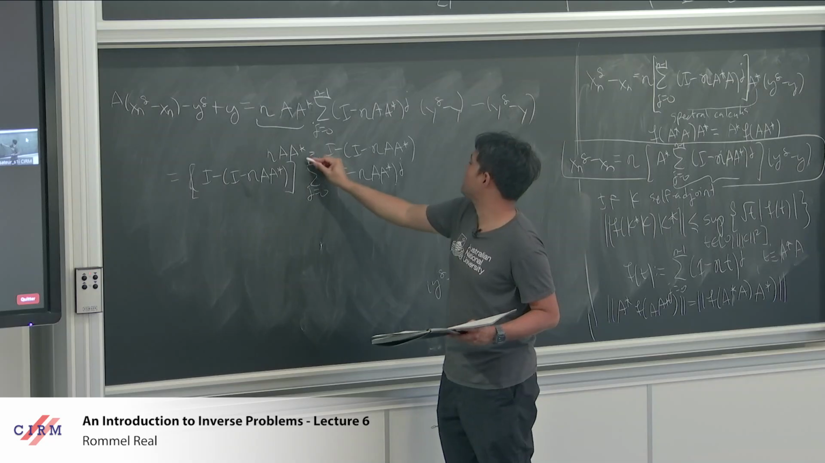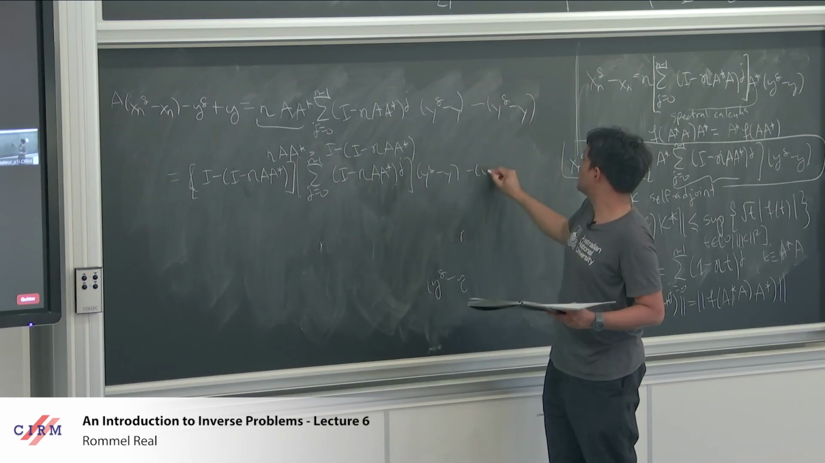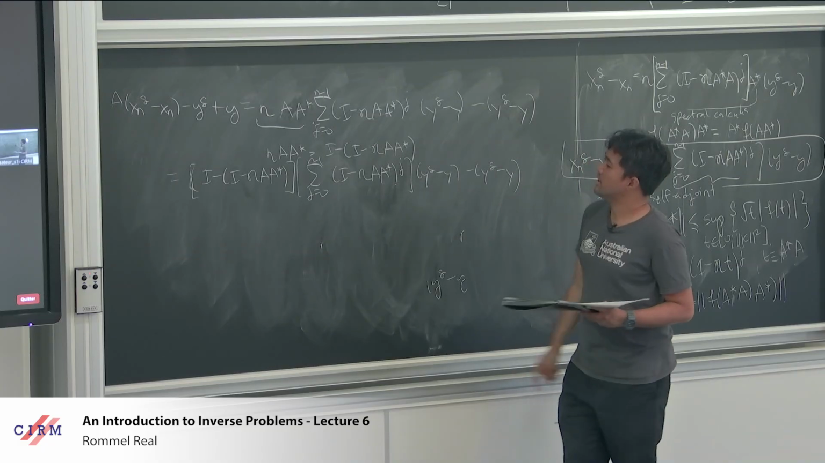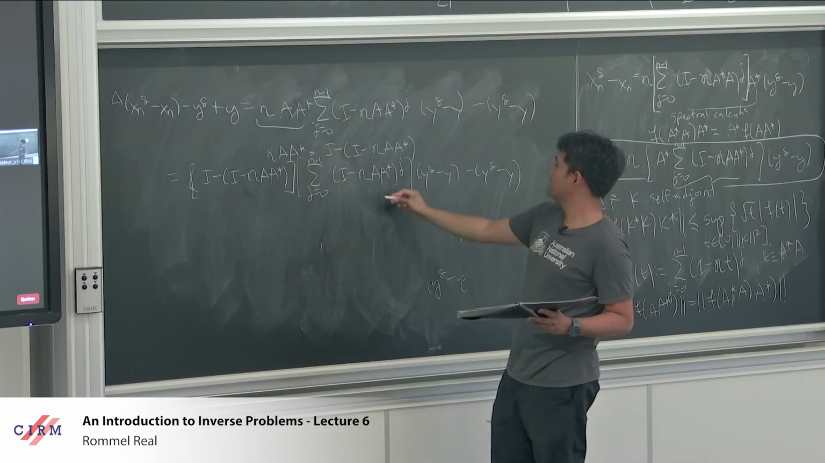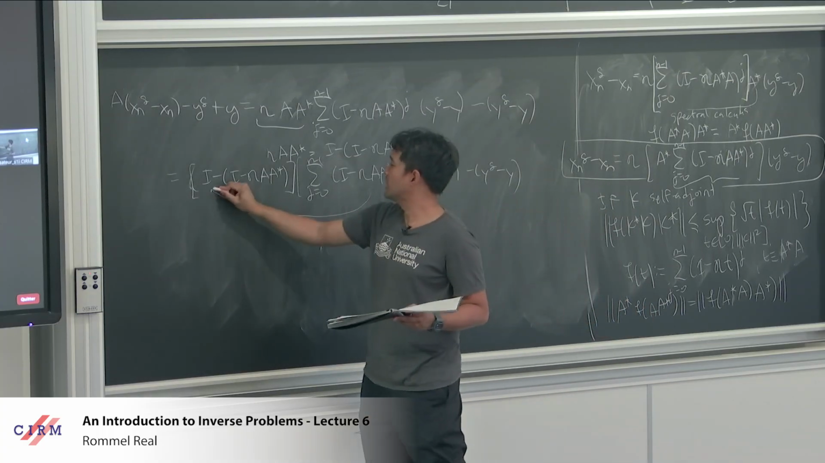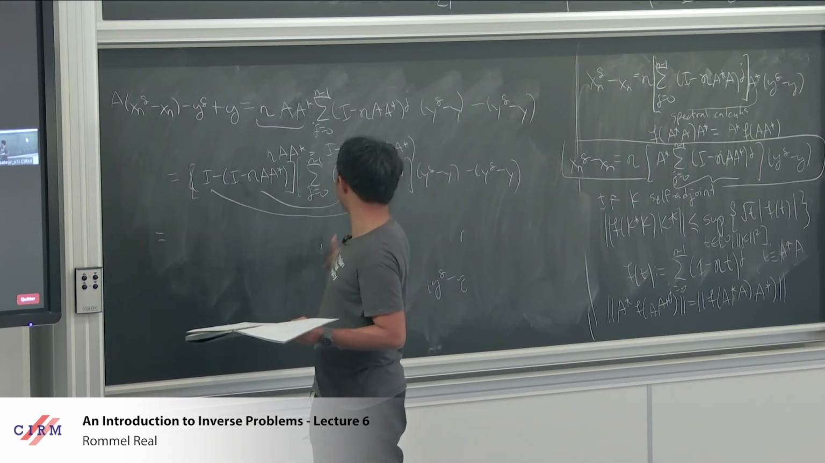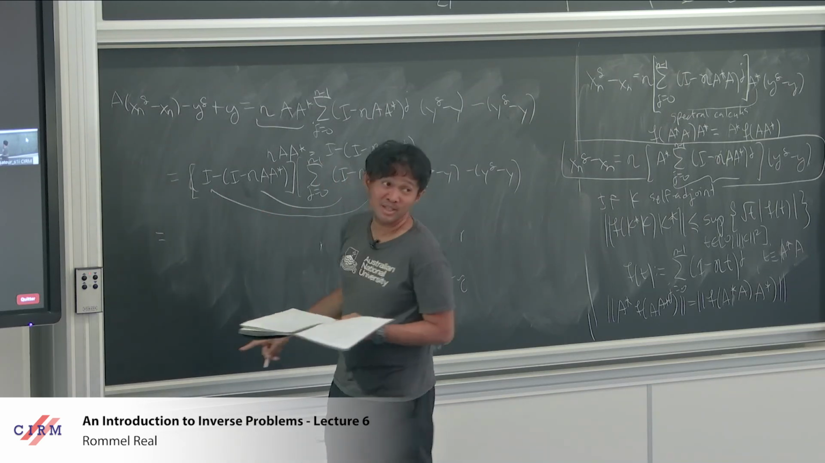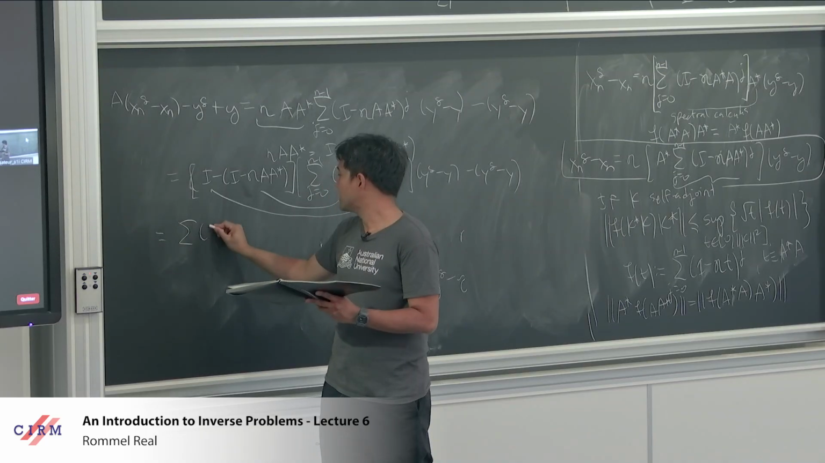Okay, and then you have this one. And then by distributing the sum here to here, we'll get something like this one. Since we multiplied by the identity, we can just write the sum right away.